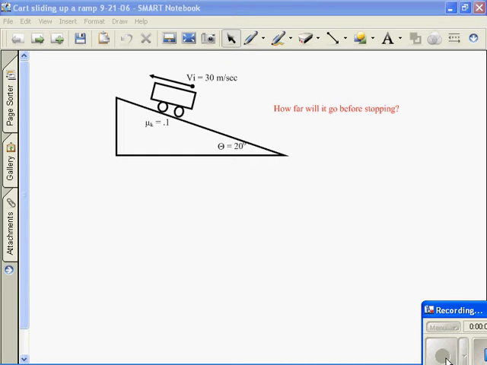Okay, I have a cart that's going uphill. I drew him with wheels, but it doesn't really have wheels. His coefficient of friction is 0.1, though on the screen here it looks like a minus 0.1. That's just because the other part of the equal sign is not showing.